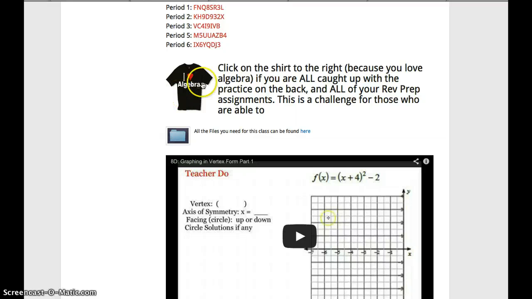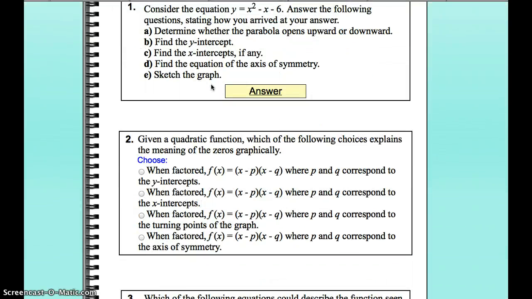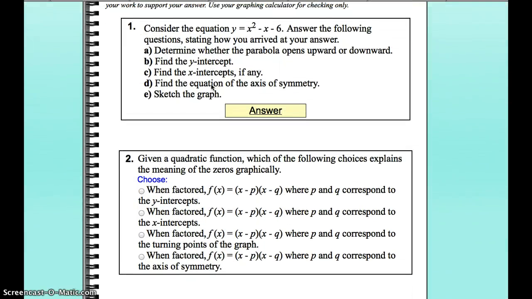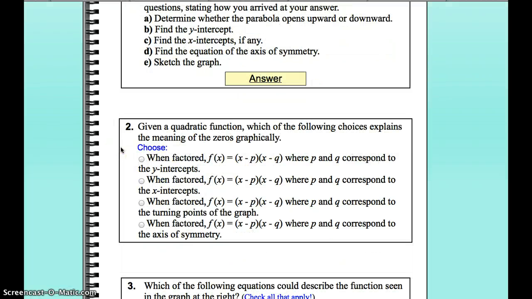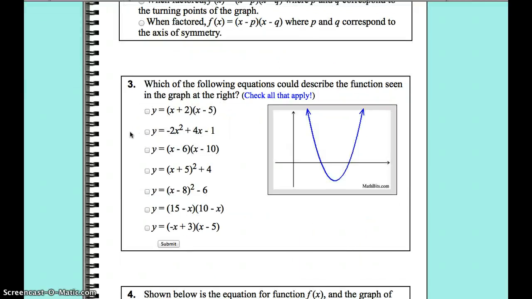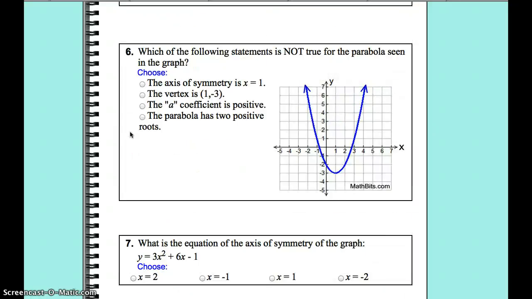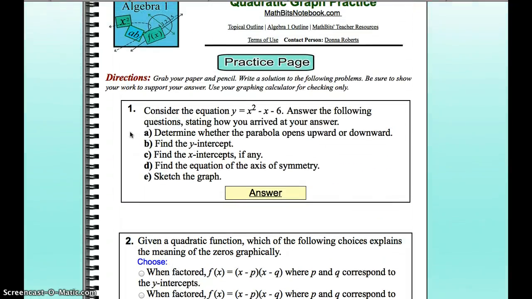Okay. This is a challenge activity. The only question that you can skip is number 2, because that one we have not covered at all. You can give it a try, but we haven't learned what it was. The rest of them you can answer. Again, show your work. Okay. Do the practice on the back first. Do your Rev Prep first. If you have time at the very end, work on this. Make sure you post everything on Edmodo. Your exit at least. Okay.